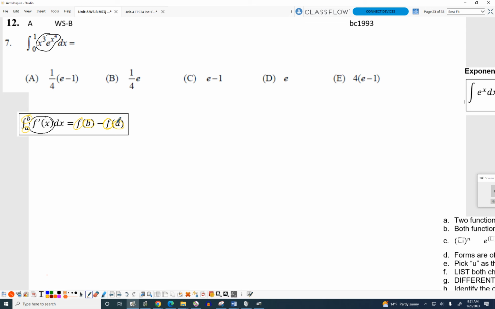So Hunter, how is the black related to the yellow? It's the derivative of the yellow. So the black is the derivative of the yellow. Therefore, Hunter, the yellow is the antiderivative of the black. 3 points for Hunter. So we're looking for the antiderivative of this thing here.